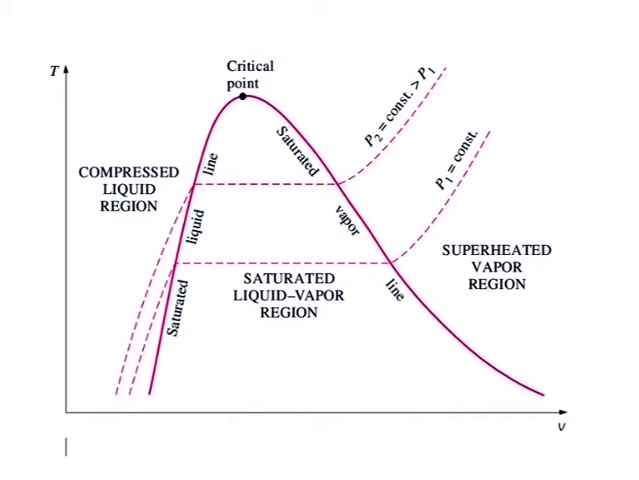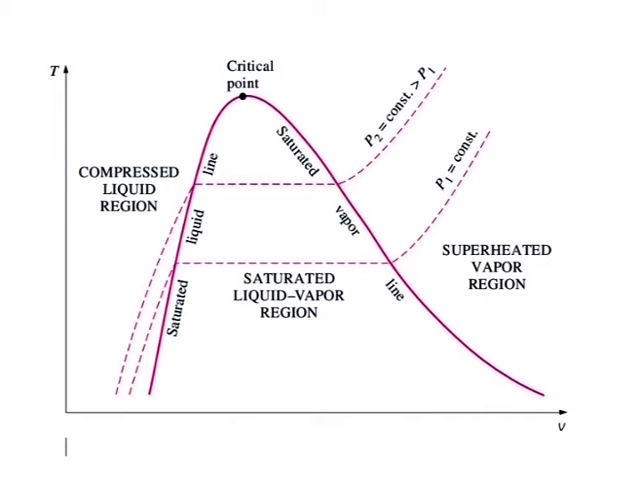The saturated liquid states in the T-v diagram can be connected by a line called the saturated liquid line, and saturated vapor states in the same figure can be connected by another line called the saturated vapor line. These two lines meet at the critical point, forming a dome as shown in this figure.